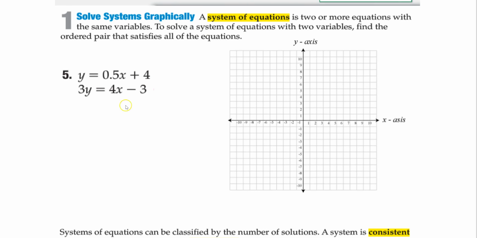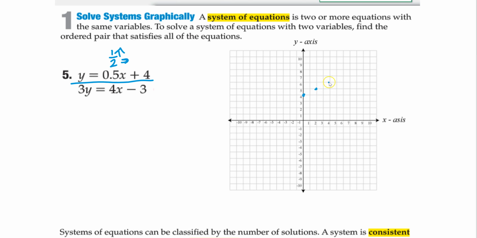This is where we're going to graph both of these and then see where they cross. This way always works, it's just a little cumbersome. It would like to draw perfectly. Same way, let's draw this one. The y-intercept is 4, so let's start at 4. And then my slope is 0.5, also known as 1/2. So I'm going to go up 1 over 2.